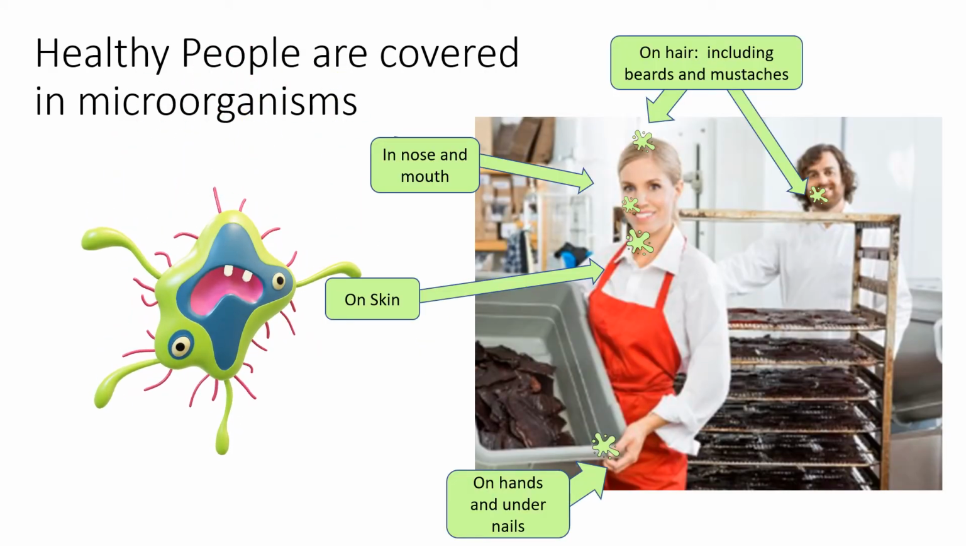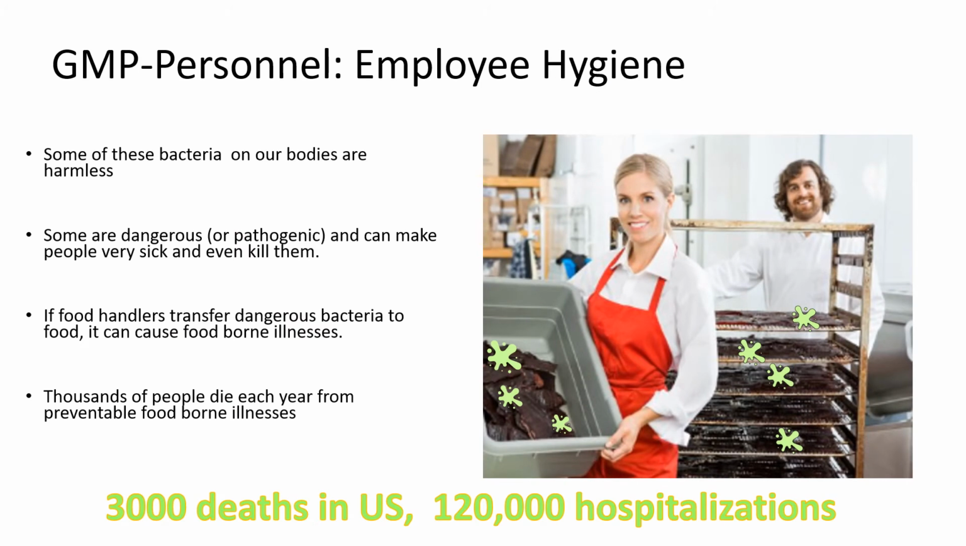Bacteria like Staphylococcus aureus are found on the hair, skin, and mouth, in the nose and throat of most healthy people. Over 50% of healthy food handlers have these disease-causing agents on their body that can be transmitted to food. Some of these bacteria on our bodies are harmless, but others are pathogenic, meaning they can make people very ill or even kill them. If a food handler transfers this bacteria to food, it can cause foodborne illness.